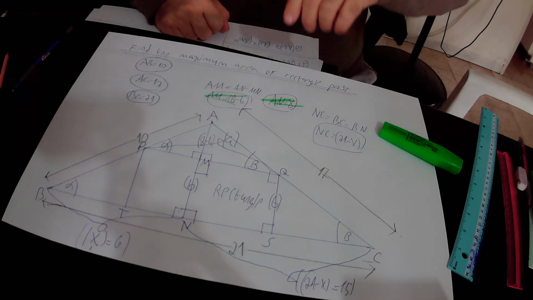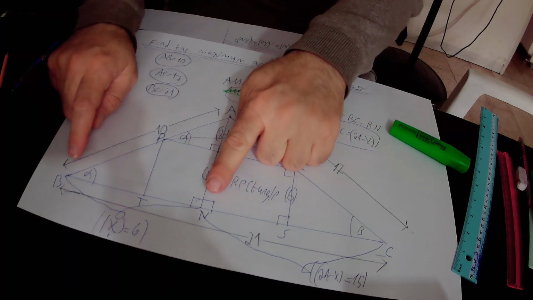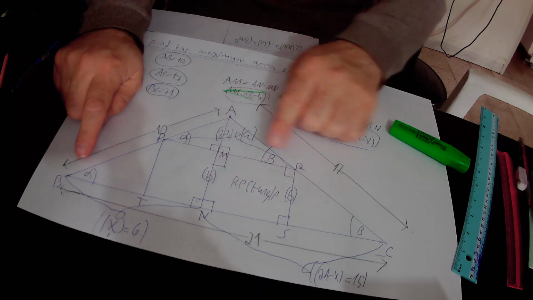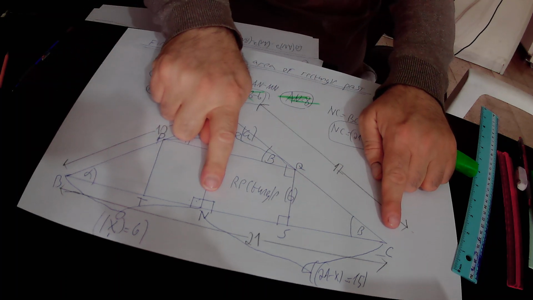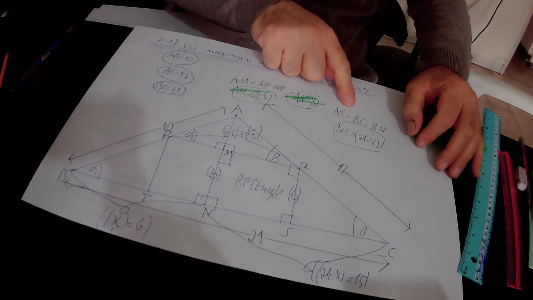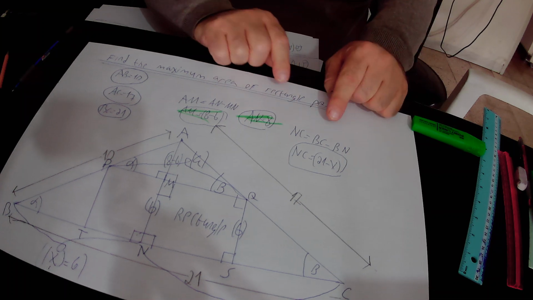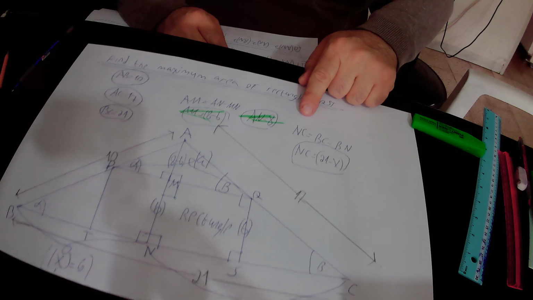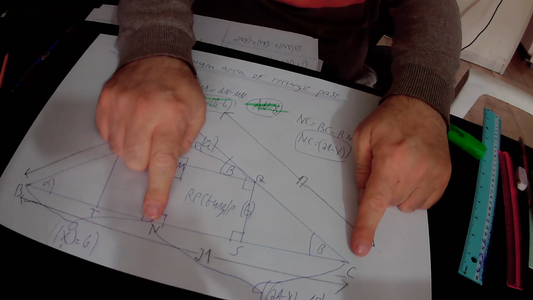Okay, so in the next step, we define the length of this line segment BN, or side BN, as X. So what is the length of line segment NC? From the drawing, it is very easy to see that NC equals in total BC minus BN. NC equals BC, that is 21, minus BN, that is X according to our definition. So in total, NC equals 21 minus X.